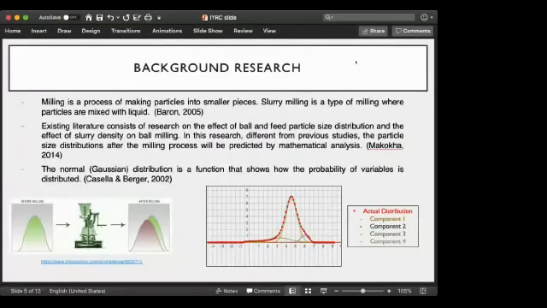Next, I'll talk about my background research. Milling is a process of turning bigger particles into smaller particles. In this research, slurry milling was used to grind the metal particles, and slurry milling is a process of milling particles with certain kinds of liquids. The prediction of size distribution of particle milling was not researched previously.